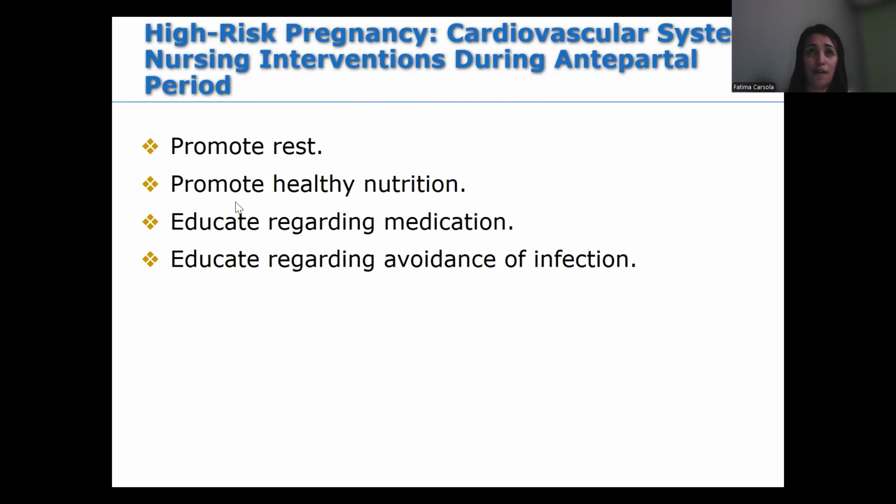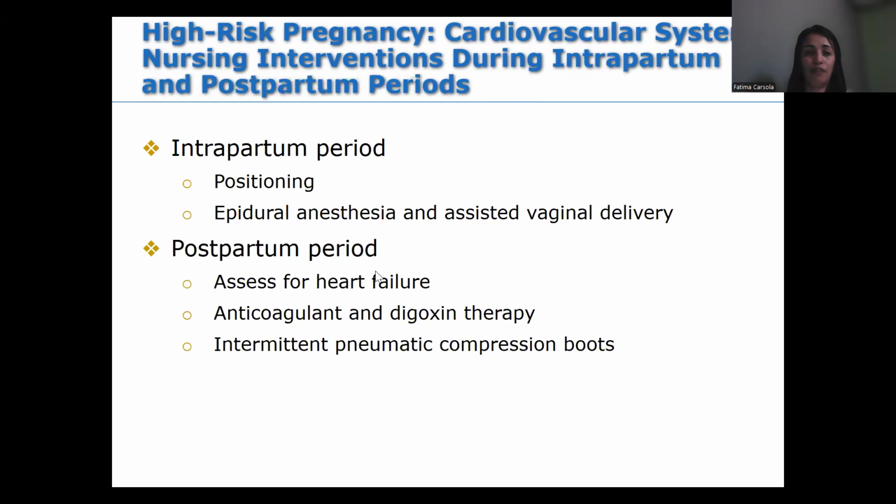There are diets that should be strictly promoted to the patient, and educate regarding medication that if it's a maintenance, they have to take it on time. And they should not stop taking the medication until the doctor orders them to stop. Okay, educate regarding avoidance of infection because they will be immunocompromised. So they are not allowed to go to crowds.